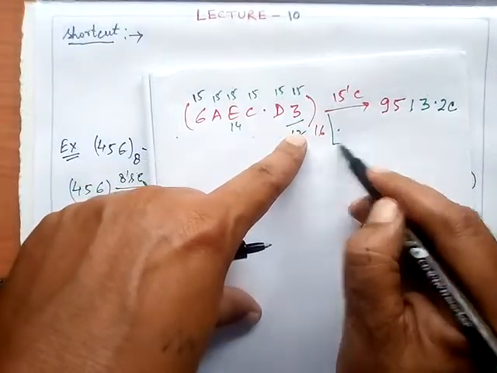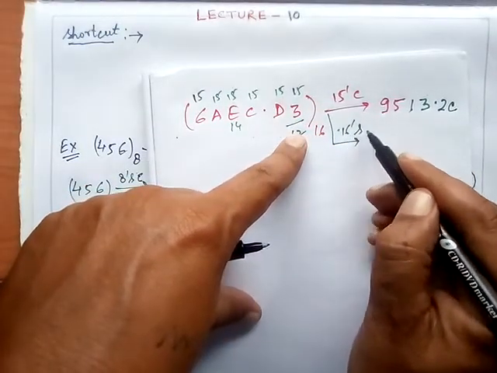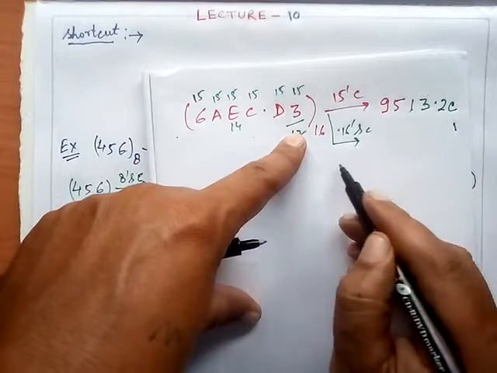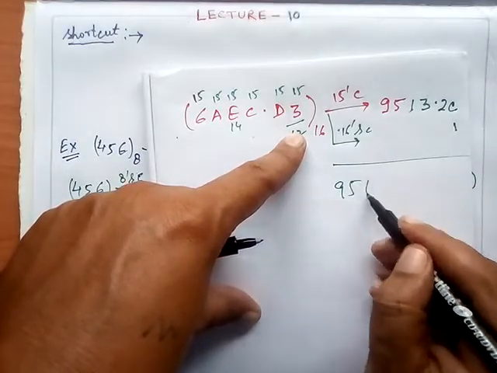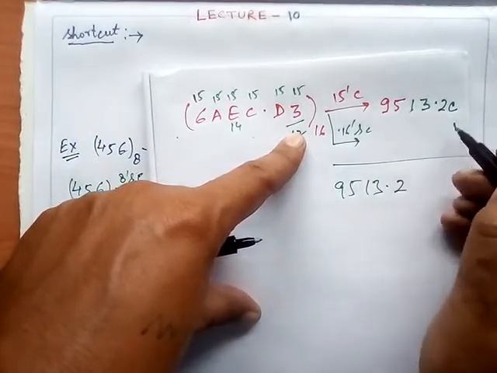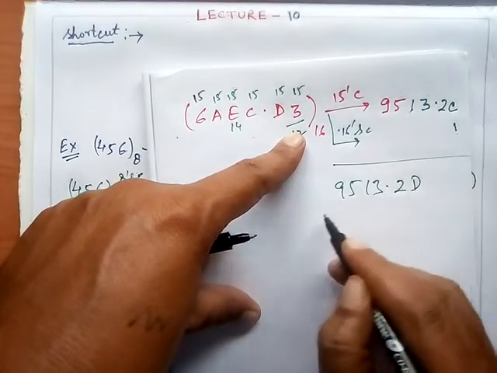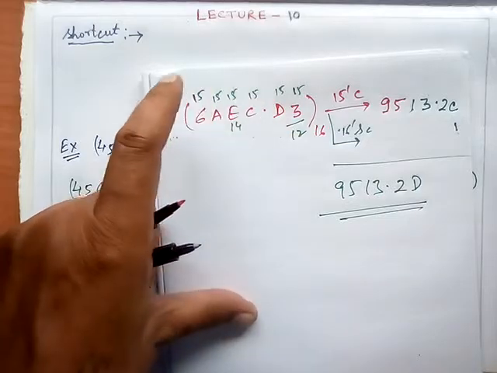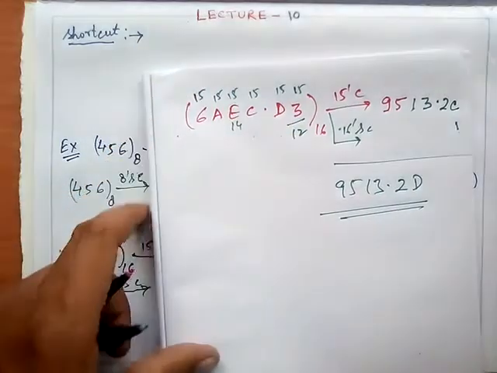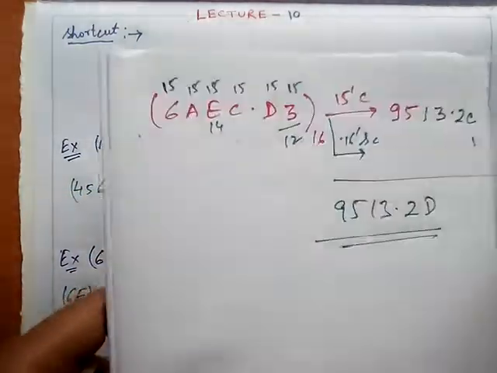And if I ask what is the 16th complement of this, I simply add 1 here. It will be 9513.2C plus 1. C is 12, 12 plus 1 is 13 and 13 corresponds to D. I hope this is clear to you up to this point. Now let's cross check whether this is verified.